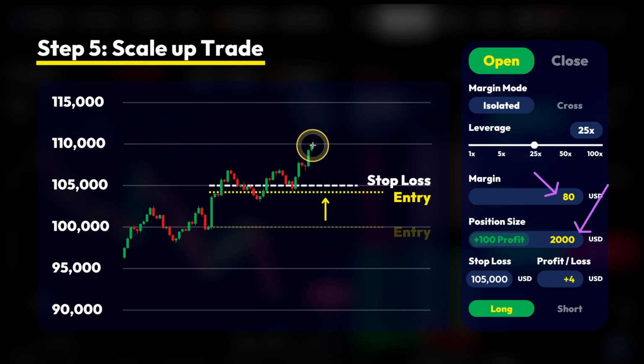That means from now on, if the price goes down, we still don't make any loss, but if the price continues to go into the right direction, we make double the profit from this point on.